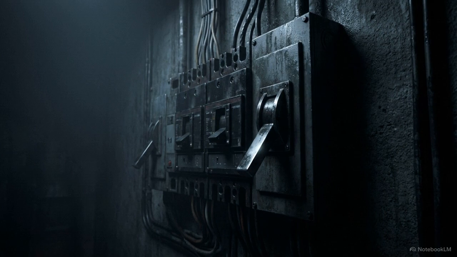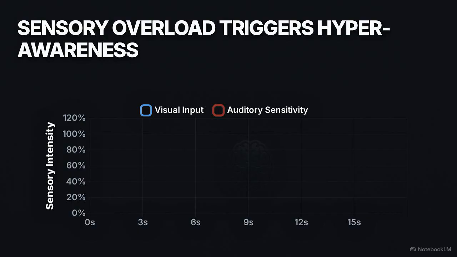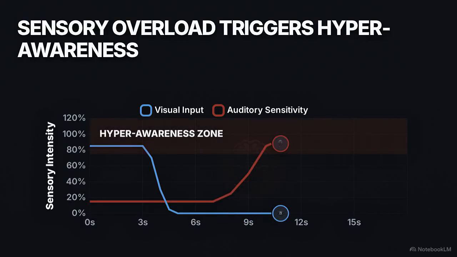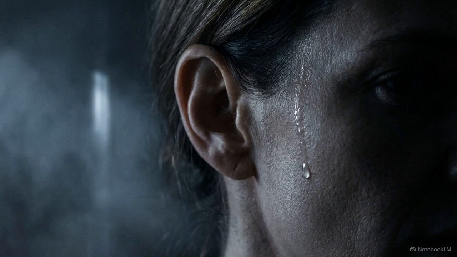Look at this data visualization tracking sensory processing under extreme stress. As the blue visual input line drops to 0 in darkness, the brain compensates. The red auditory sensitivity line spikes into the red zone, pushing the nervous system into hyper-awareness. With their hearing dialed to the maximum, the psychological terror intensified.